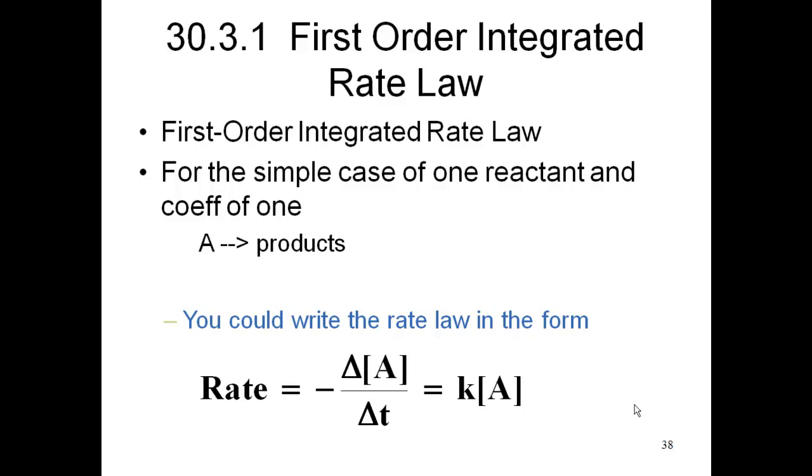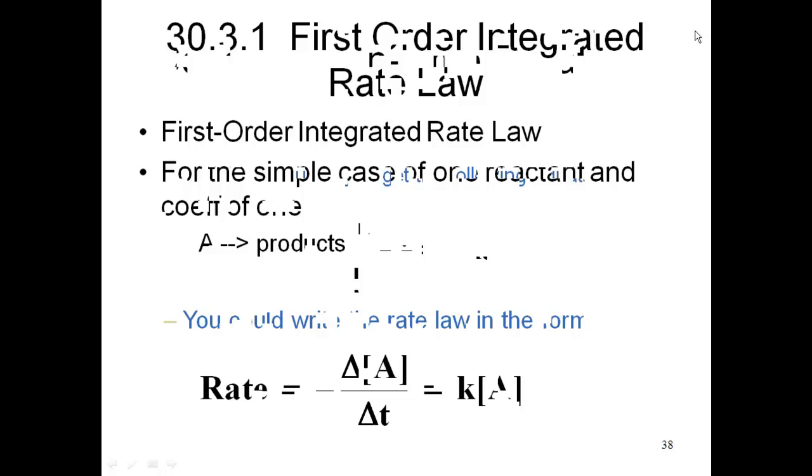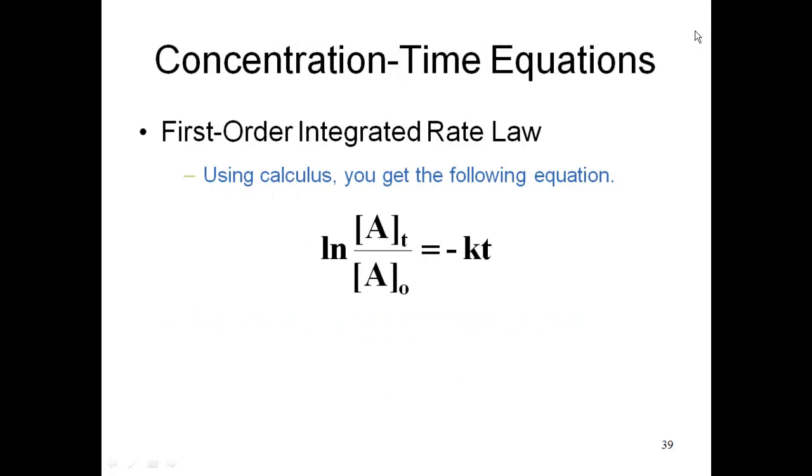You may recall that for the rate, it's the change in concentration over change in time. Or the rate of a first order rate equation would be k times the concentration of A to the first power. We can take this rate equation, do some calculus, and end up with what we refer to as the integrated rate equation. Using calculus, we get to the following equation, which is the natural log of the concentration of A subscript t divided by the concentration of A subscript 0, which is equal to negative kt.